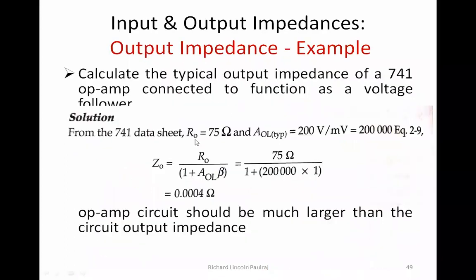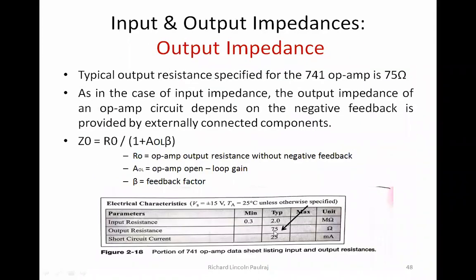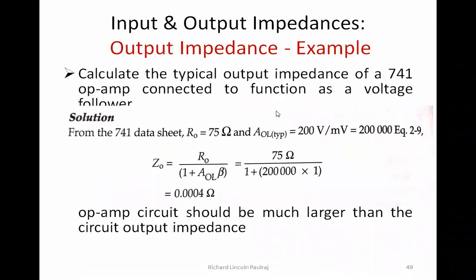From the data sheet, R0 is about 75 ohms. We have seen this here, 75 ohms. While calculating problems, we take the typical values. And the typical value of AOL is about 200 volts per millivolt, which means it becomes 200,000. I try to substitute those values. Someone please calculate and tell me if these values are right.